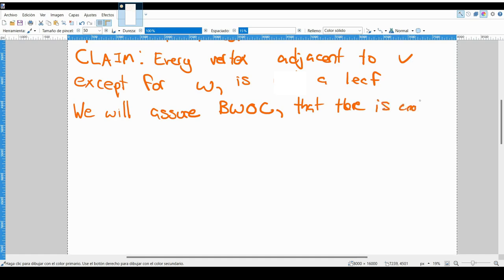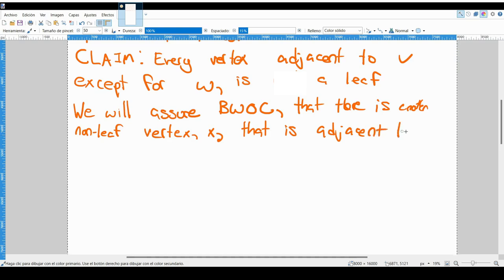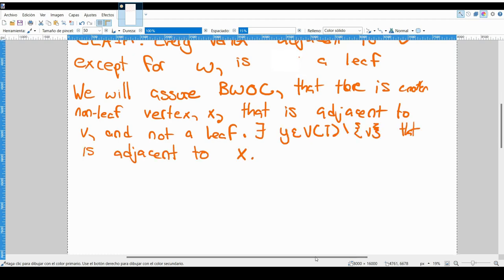there is another non-leaf vertex. We'll call it X, that is adjacent to V and not a leaf. We may recall that in our original assumption, VU was the final edge of the path.